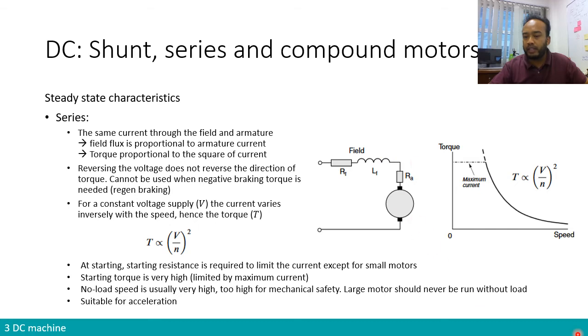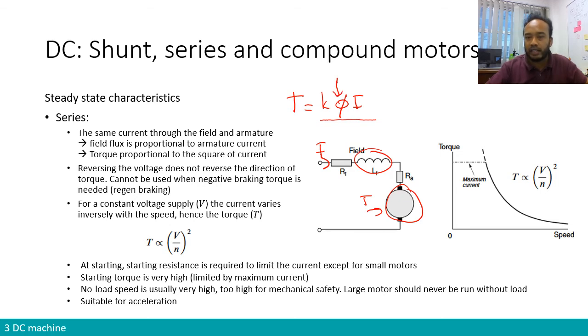Let me explain why the torque is proportional to the square of current. We know that we have an equation that relates torque and current, right? The equation is T equals a certain coefficient K multiplied by flux multiplied by I. So the torque generated by the machine is proportional to the flux and I. Knowing that it is the same current that circulates inside the field winding and inside the armature, the flux over here is also a product of a certain coefficient.